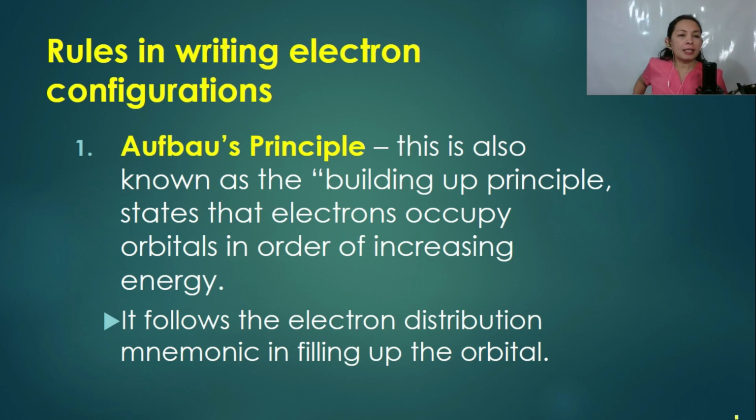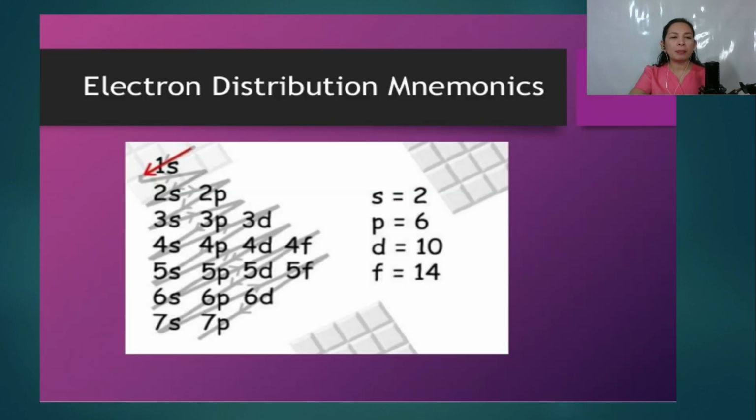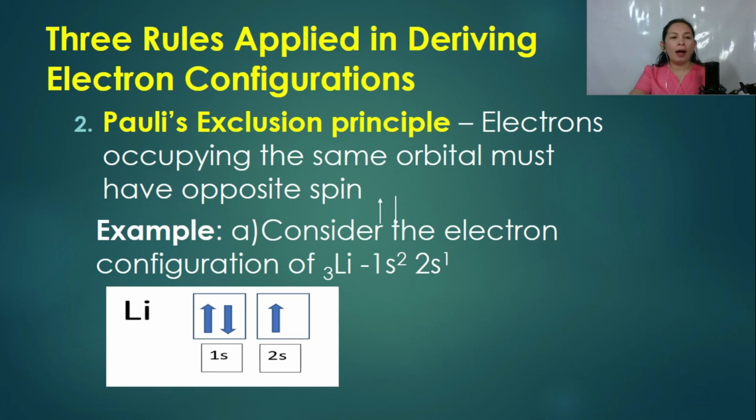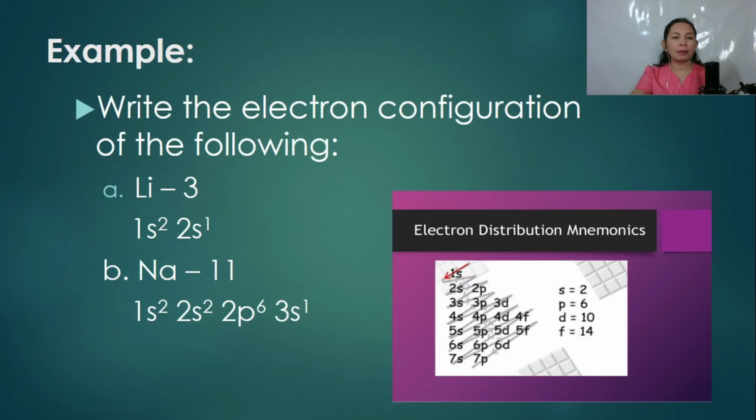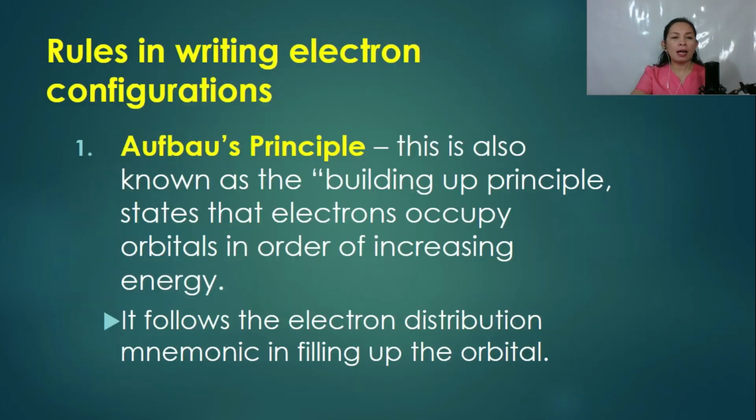Okay, class, let us first discuss the different rules in writing electron configurations. Usually we have 3 rules. We have the Aufbau principle, we have Pauli's exclusion principle, and we have Hund's rule of multiplicity. Let us discuss one by one. Let's start with the Aufbau principle.